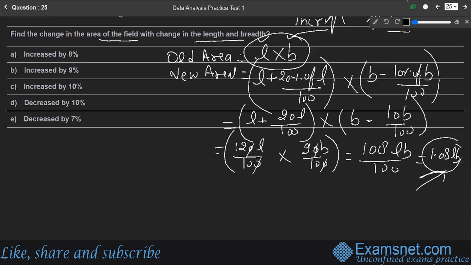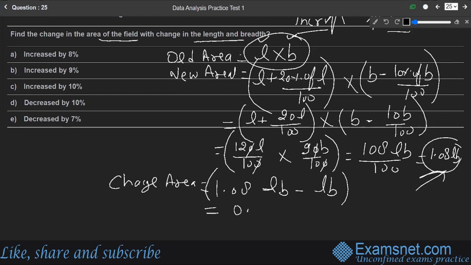They are asking for the change in the area. So the change in the area is obviously going to be new area minus the old area, which is nothing but 0.08 LB. That is the difference in the area. They are asking to check this in terms of percentage, whether this has been increased or decreased and by how much percent.